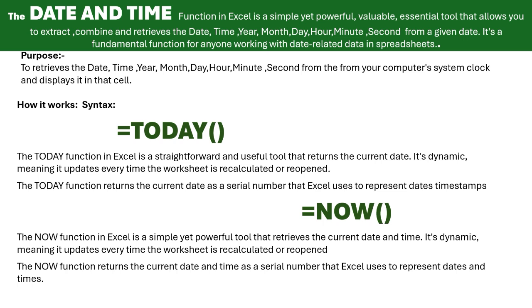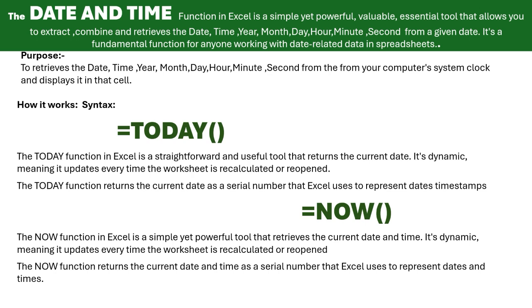Date and time function in Excel is a simple yet powerful, valuable and essential tool that allows you to extract, combine and retrieve the date and time, year, month, day, hour, minutes, and seconds from a given date. It's a fundamental function for anyone working with date-related data in spreadsheets.